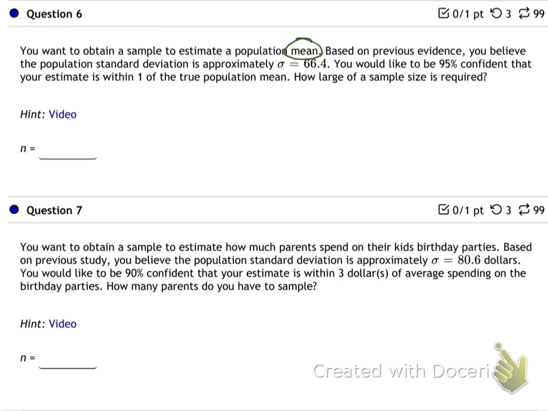We only have one formula for mean. You don't have to worry about known and unknown and all that stuff. We have the 2 formulas for the proportion, but just the one formula for mean. So as soon as you see an N down here and a mean right there, you go, I know what I'm doing. I know which formula to use. It's N equals Z times S over E, whole thing squared.